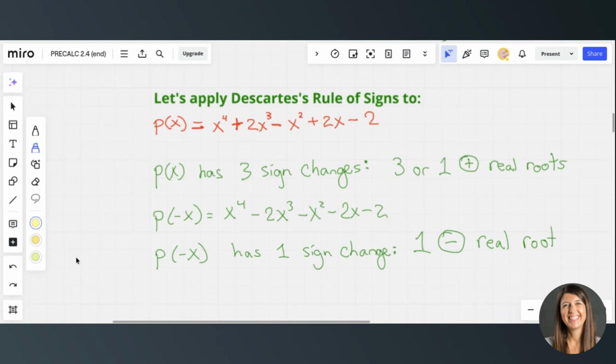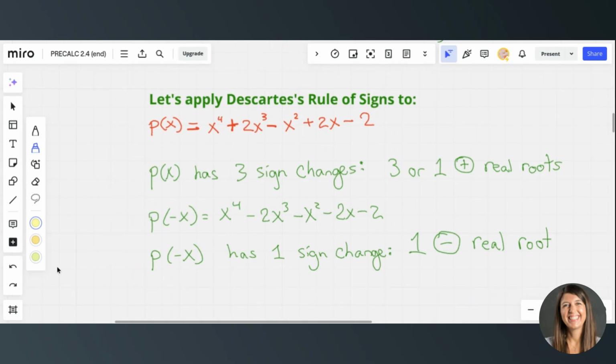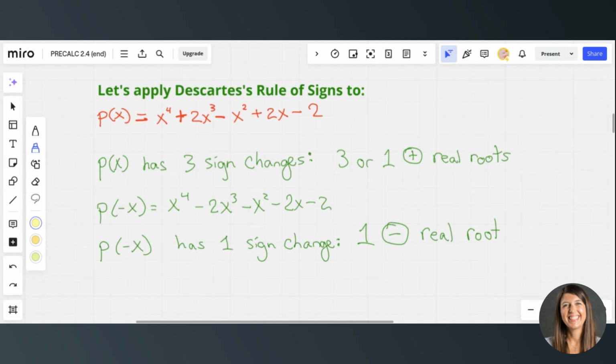Okay? Now Descartes' rule says next to look at the negative real roots, so let's look at p of negative x. So we're going to plug in negative x into p of x. And really what that's going to do is change the sign of every term in p of x that has an odd exponent. So x to the 4th is not going to change sign because it's an even exponent. So a negative times a negative is a positive. So when we have x to the 4th, it's going to stay x to the 4th. But now let's look at 2x cubed. Well, x cubed is an odd exponent. So our sign is going to change from positive to negative.